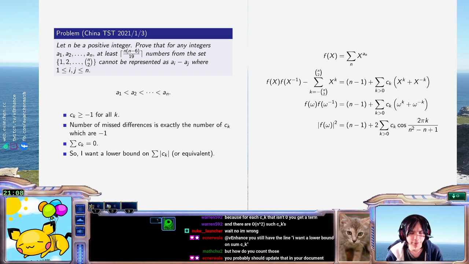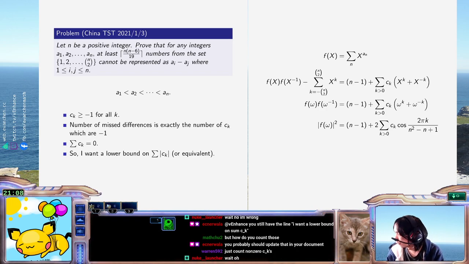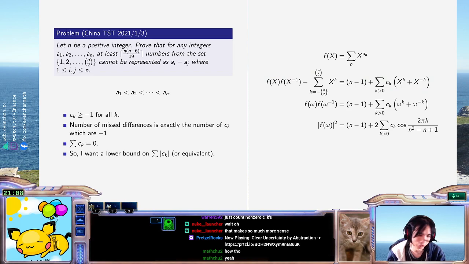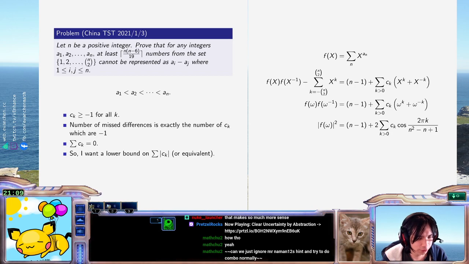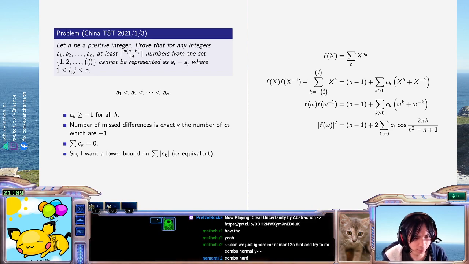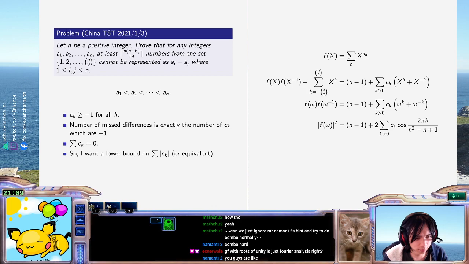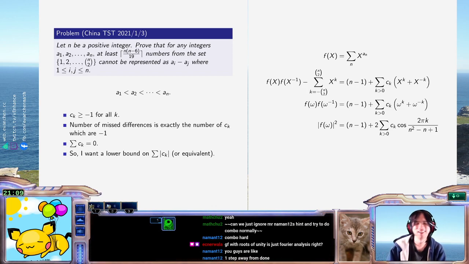I don't know. I was convinced that generating functions couldn't possibly work because I don't see why this would... I wasn't even convinced it would work in this form, and then I was told to plug in a root of unity. I don't get it. Try to do it normally. Yeah, it's just Fourier analysis. The heck?